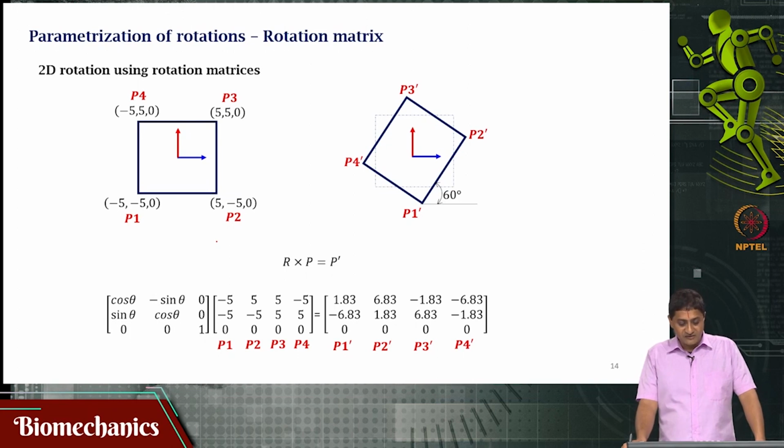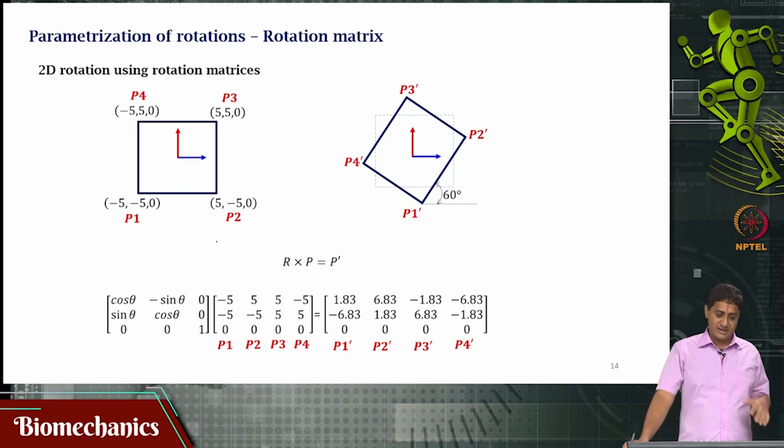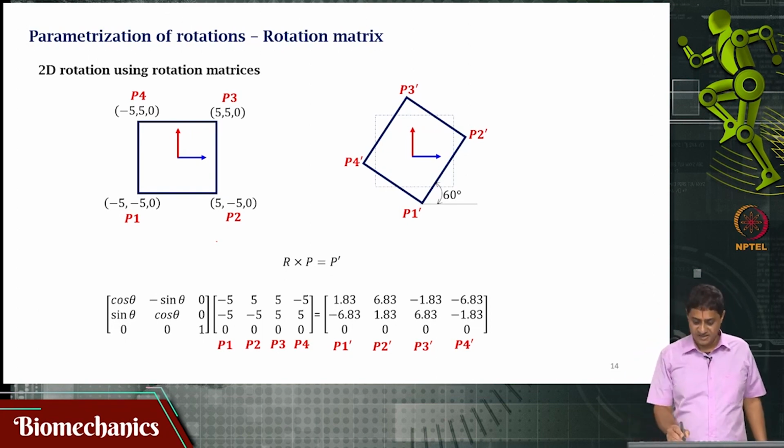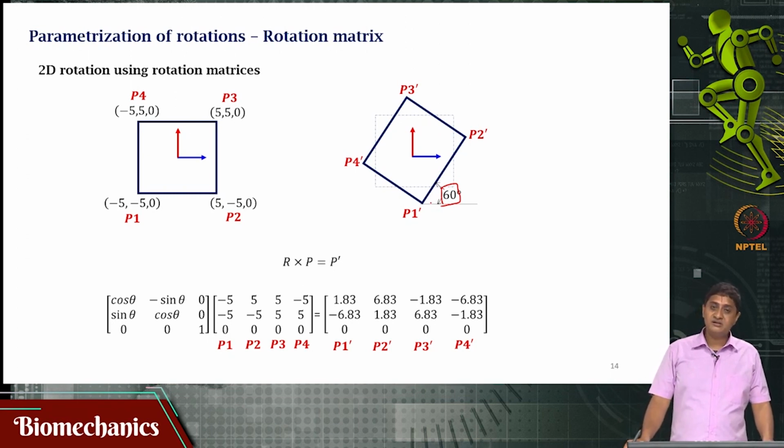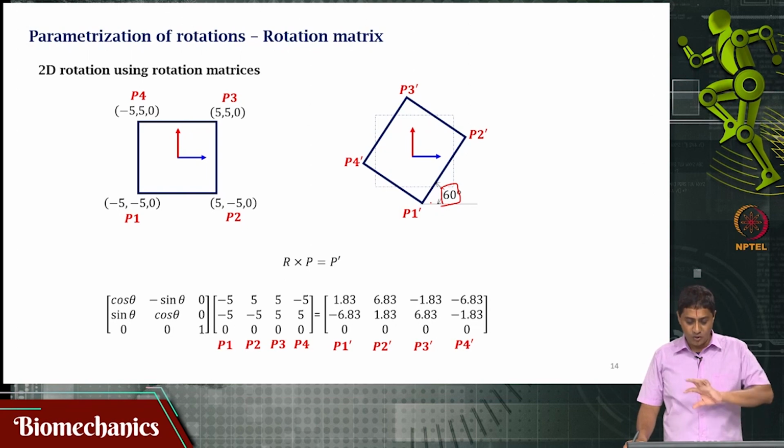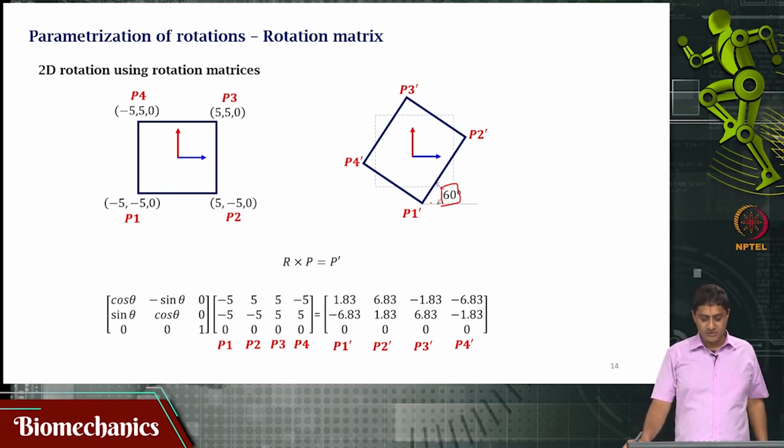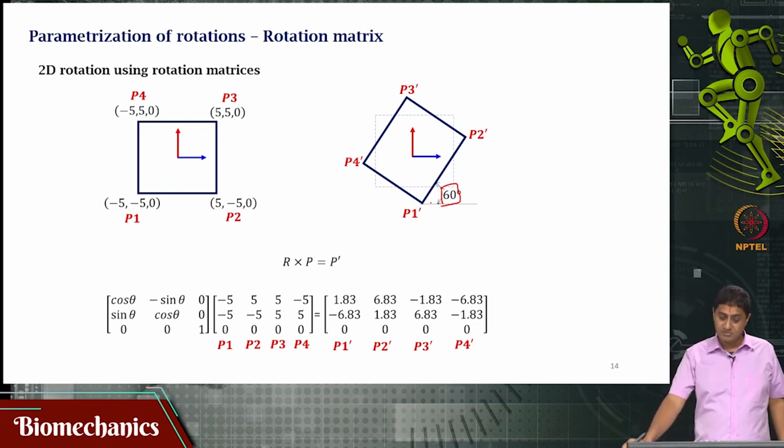Now, I have this square and I am rotating this whole square by an angle of say 60 degrees. The question is, what is going to be the coordinates of these 4 points in the new rotated frame? What is going to be the coordinates of P1, P2, P3 and P4 in the new frame? The whole square I am rotating, what is going to be P1 dash, P2 dash, P3 dash and P4 dash? That is the question.